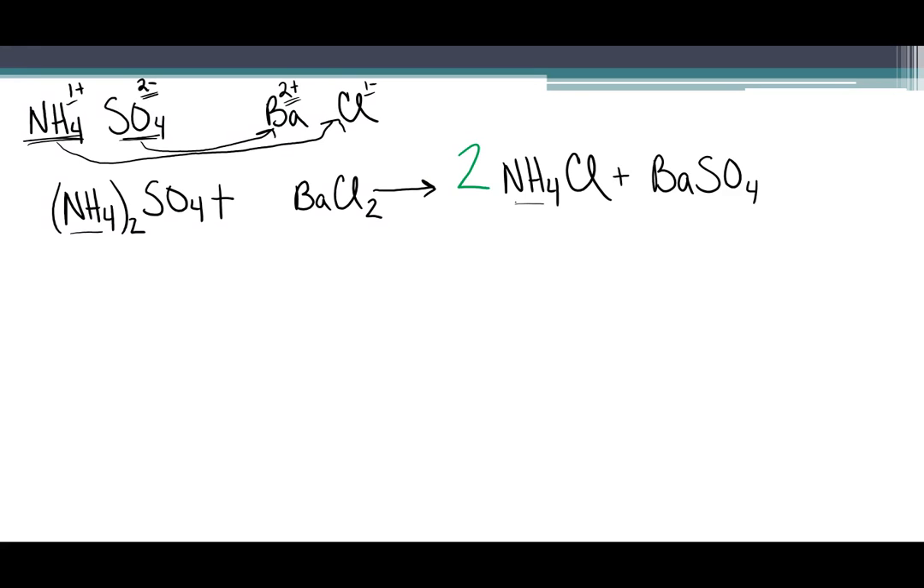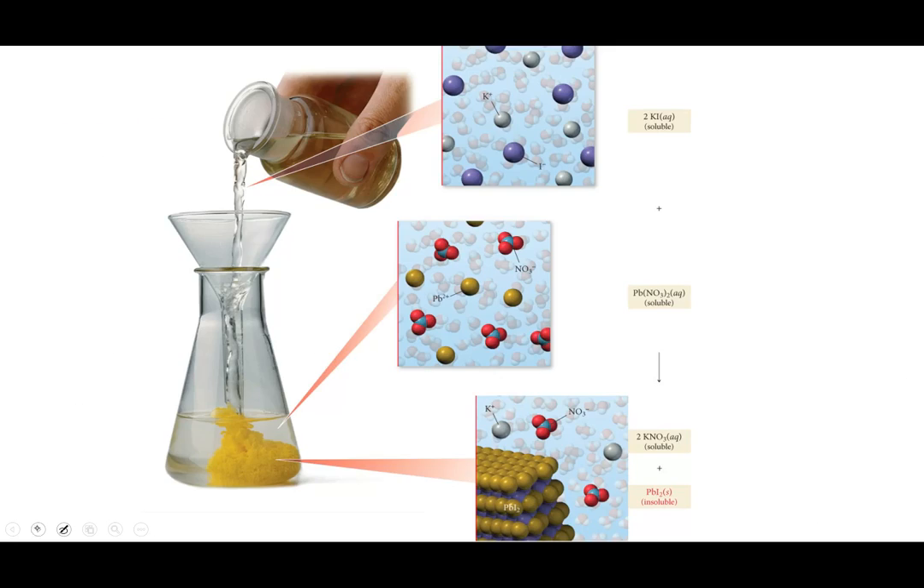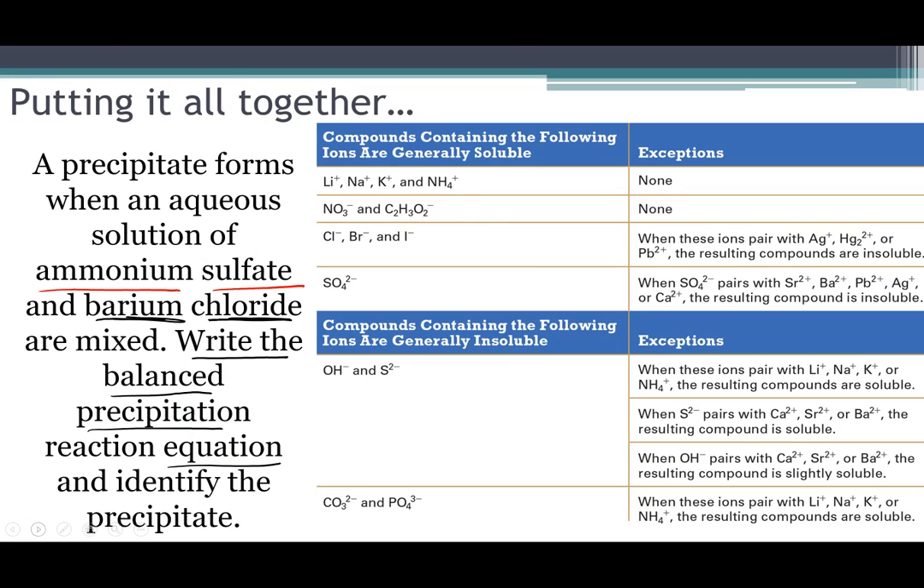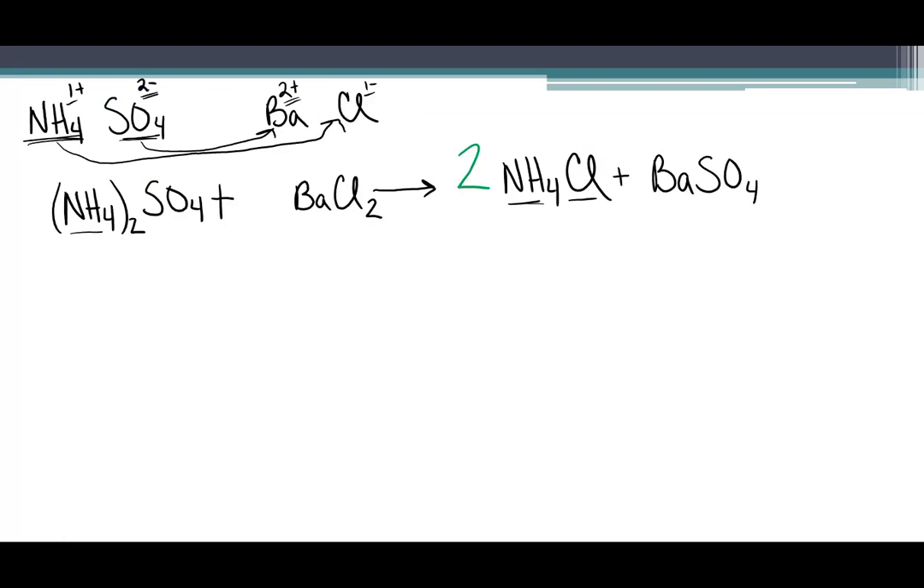Okay, so ammonium chloride. Let's click back to our table. Oh, there's one right here. Cool. Ammonium chloride. So let's look for ammonium or chlorine. Oh, there's ammonium. Never an exception. So anytime you see ammonium, it will always be soluble. So this would be our aqueous. This would still be dissolved in solution.